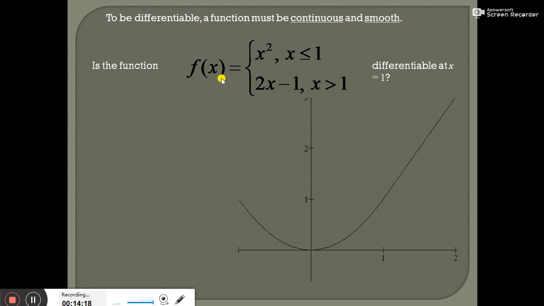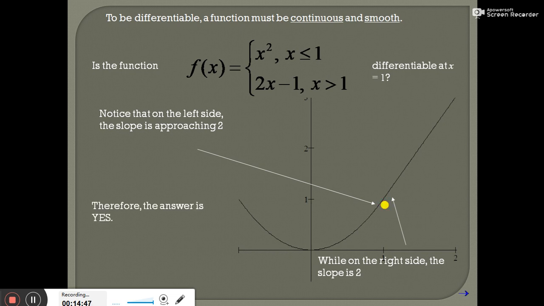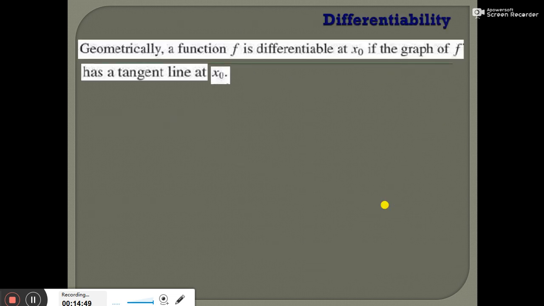And now you have to see the graph for this. y is equal to x square, that is the shape of a parabola. In between, the limit is when x is less than 1, and when x is greater than 1 the graph is 2x minus 1, like this. While approaching from the left hand side, the curve slope is approaching 2, and for the right hand side the slope is also 2. Both are equal and therefore it is differentiable.